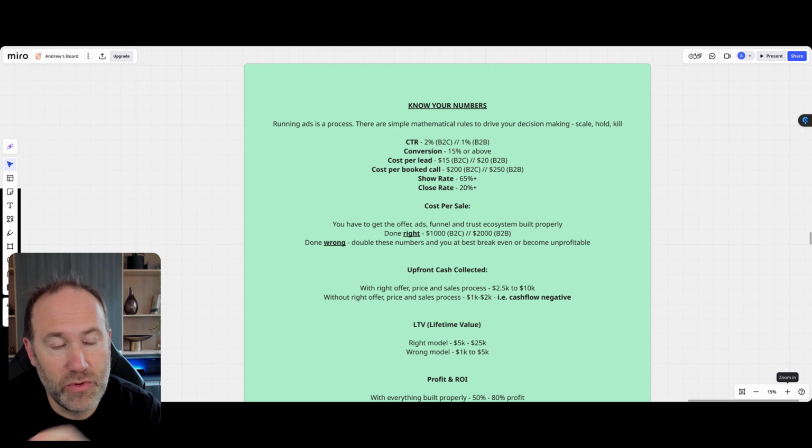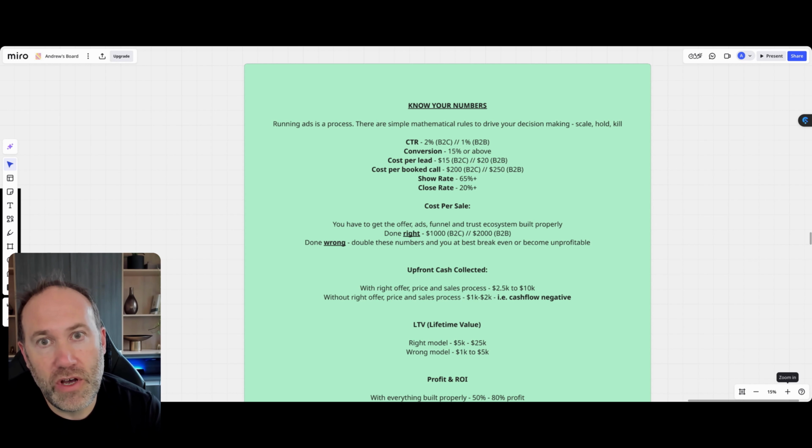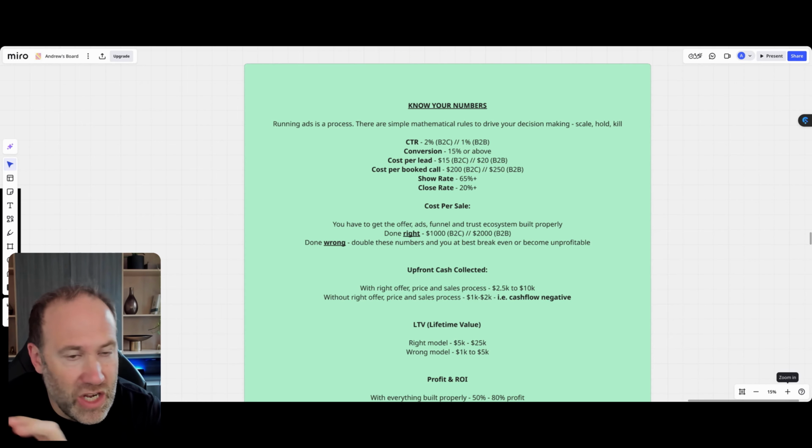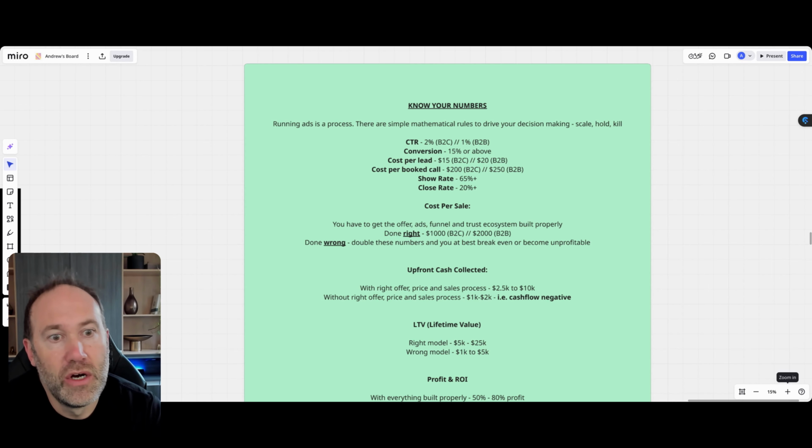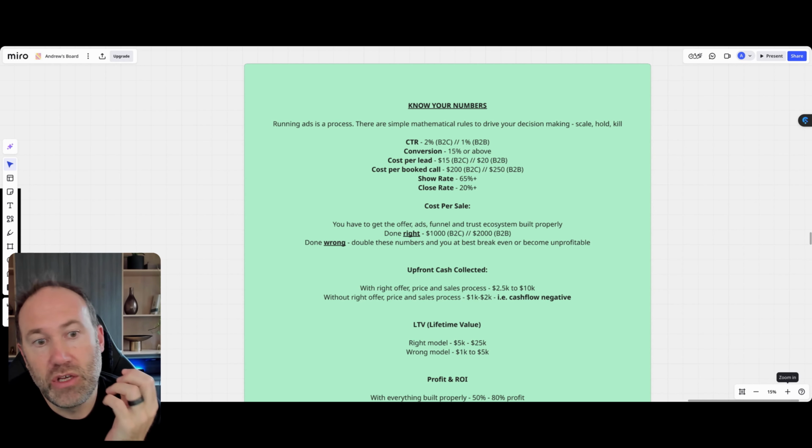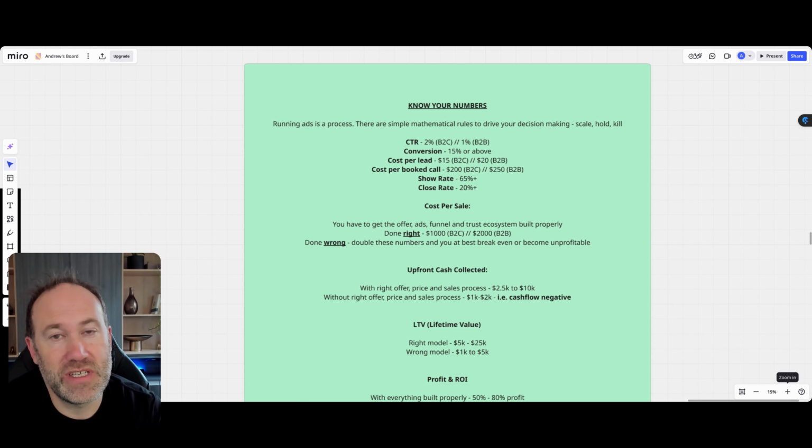So, simple metrics to track. Your click-through rate needs to be 2% on your ad if it's a B2C offer, 1% B2B. Your conversion should be a minimum of 15% or above. Your cost per lead should be a $15 target if it's business to consumer, so health, relationship, mindset, etc., or $20 if it's B2B. Book call is $200 for B2C, $250 for B2B. Your show rate should be a minimum of 65%. There's something wrong if that's not the case. And your close rate should be a minimum of 20%.